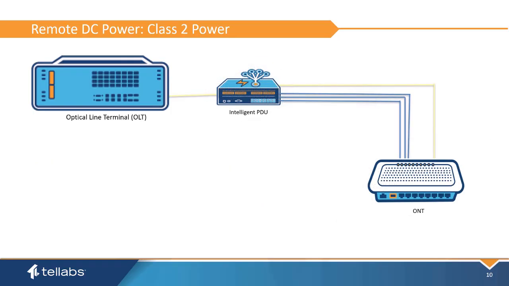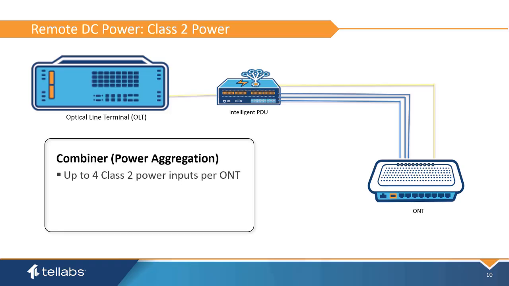If more than 100 watts is needed at the ONT, multiple Class 2 circuits can be combined and introduced to a single ONT. This configuration requires an intelligent PDU that allows for parallel output groups. When a group is established on the PDU, all power pairs in the group will be shut down when a single circuit from the group experiences a fault.